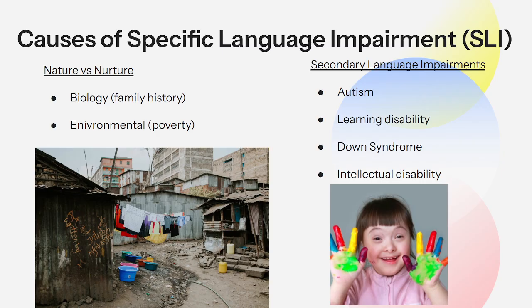Another aspect to consider for causes are secondary language impairments, as language disabilities can be the result of other underlying issues, such as autism, which can come with deficits in social interactions, or Down syndrome, which along with other intellectual disabilities can hinder language development.